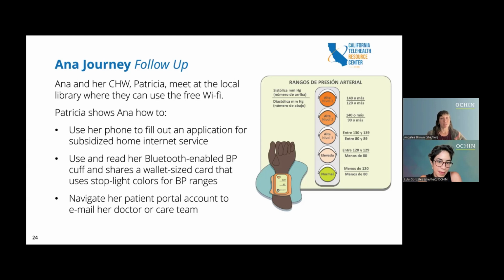First, Patricia shows Anna how to use her phone to fill out an application for a subsidized home internet service. Then Patricia explains how the Bluetooth BP cuff works, what the numbers mean, and gives Anna a wallet-sized card that uses a stoplight color motif for the BP ranges, something very recognizable. Then they practice using the cuff to take Anna's blood pressure and transmit the readings to the EHR. Next, they use Anna's phone to take a little tour of the patient portal, and Anna learns how to find her inbox, message her doctor, and look up test results.